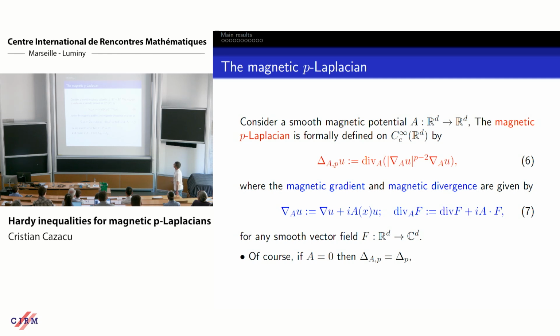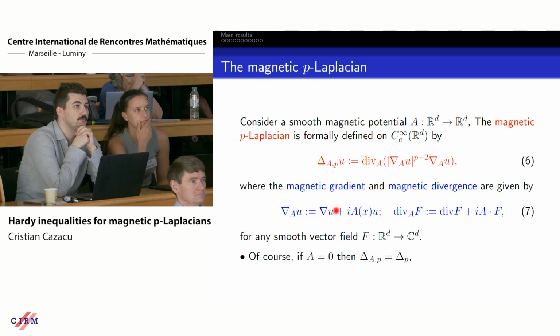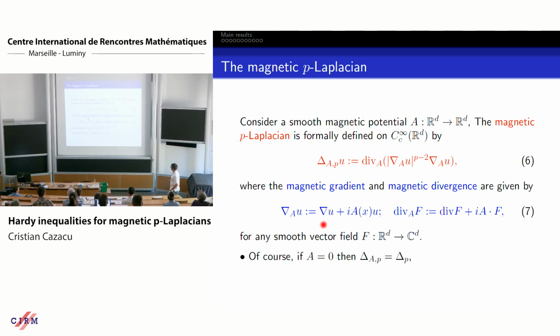Now what about the magnetic p-Laplacian? Well, the magnetic p-Laplacian is defined by this formula 6 in terms of the magnetic divergence and the magnetic gradient, which are defined in this way as magnetic perturbations of the standard gradient and divergence, respectively. Here, A is a so-called magnetic potential defined from R^d to R^d, so it's a vector. It could be interpreted as a one-differential form.